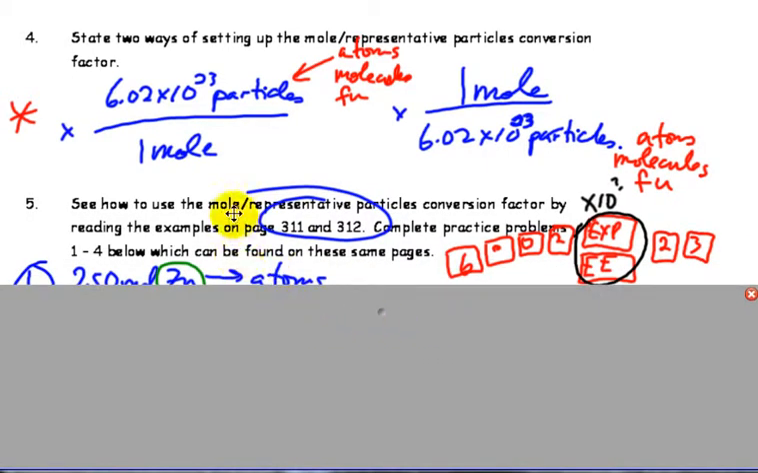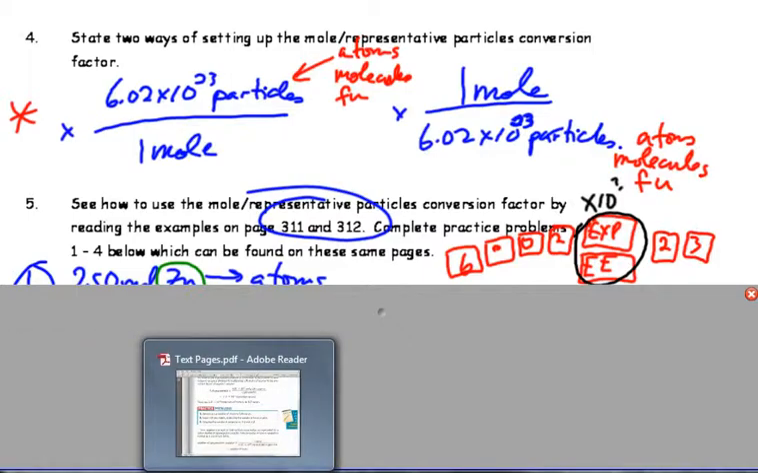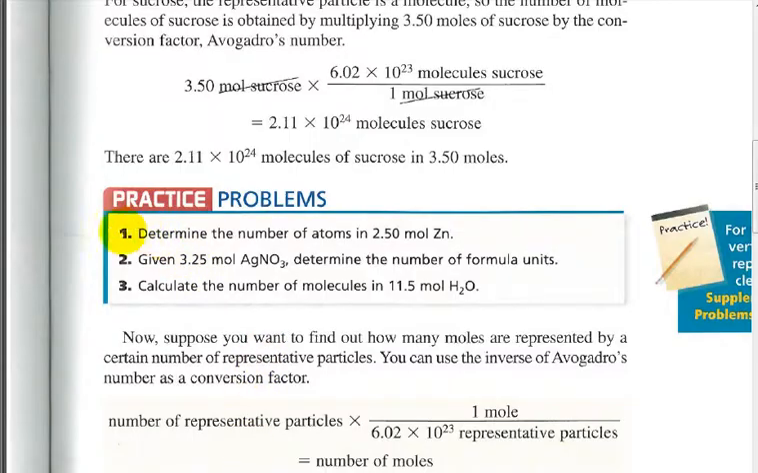So here, it says, see how to use the mole representative particles conversion factor by reading examples 311 to 312, then completing practice problems 1 through 4. We'll take a look at that, and hopefully we'll be able to get that. So if I take a look at the questions we're going to be doing here, this is right from the textbook. So number 1, 2, and 3. We'll go through number 1 together, and then I'll set up number 2 and 3, and you'll be able to work through that one and see if you can get it.